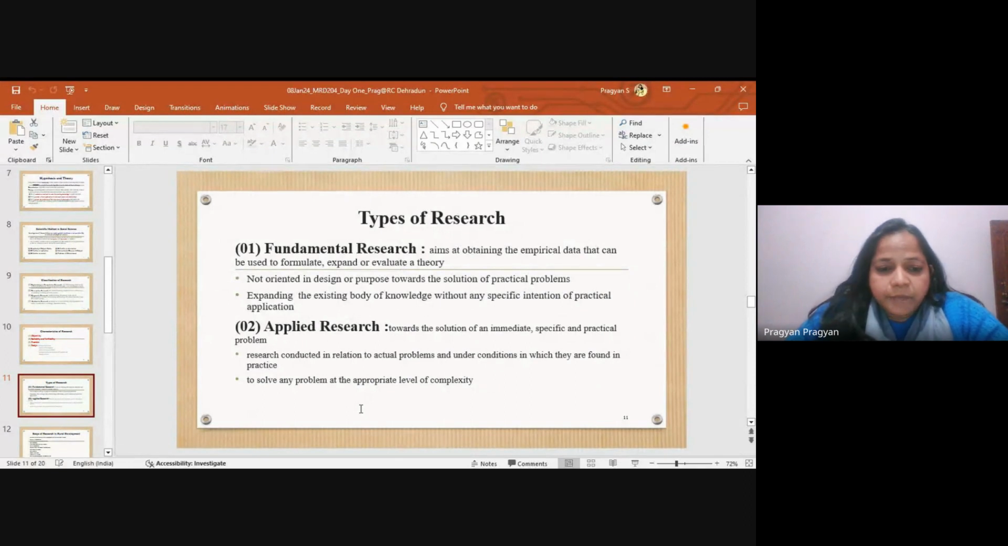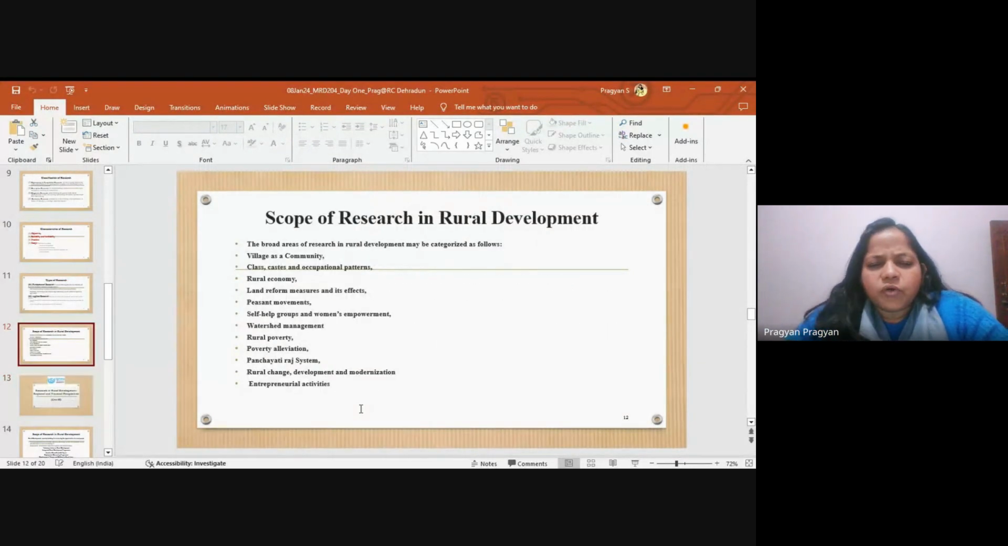That means applied research is always conducted with a particular purpose to solve certain actual problems that are experienced. Okay, so this is the basic difference between fundamental research and applied research. Now, what is the scope of research in rural development?